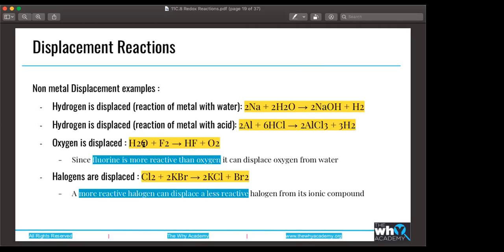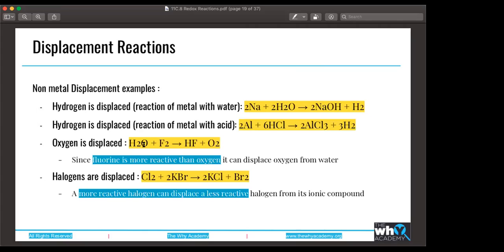Ma'am, it also follows the same law, right? At least in the case of halogens, where a more reactive element displaces a less reactive element. Yes, always, that's like a universal law. A more reactive element always displaces a lesser reactive element, whether it is metal or non-metal. That is always the case.